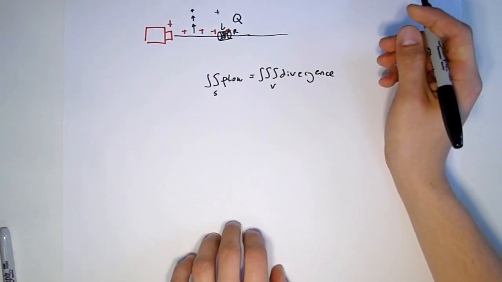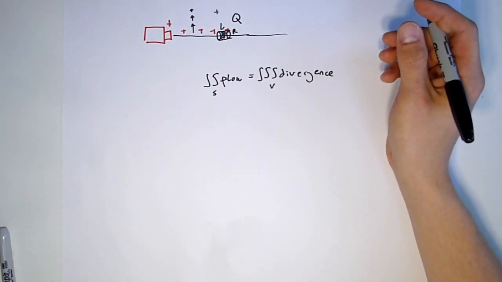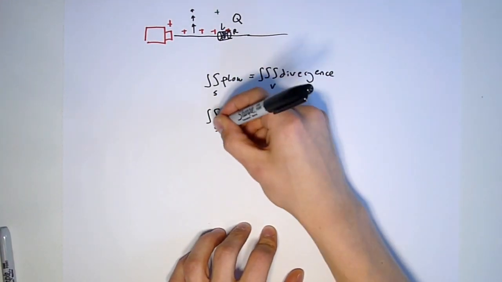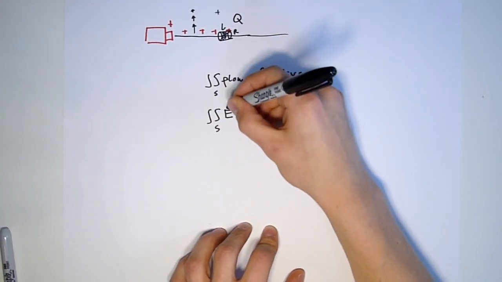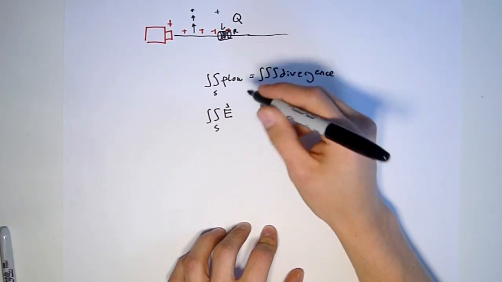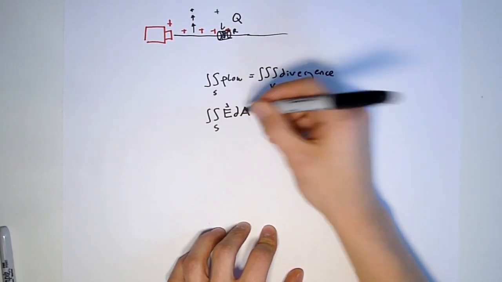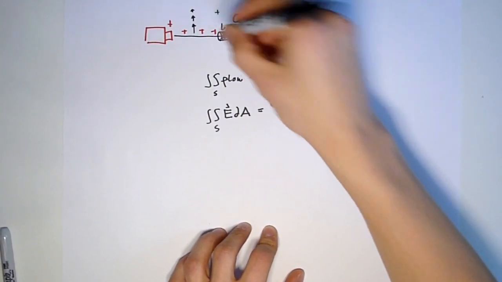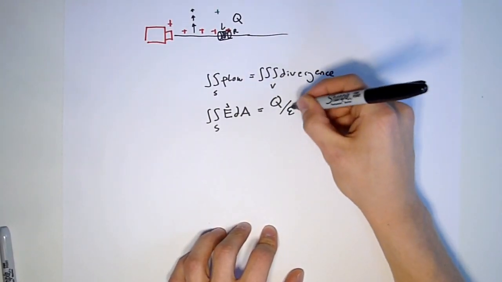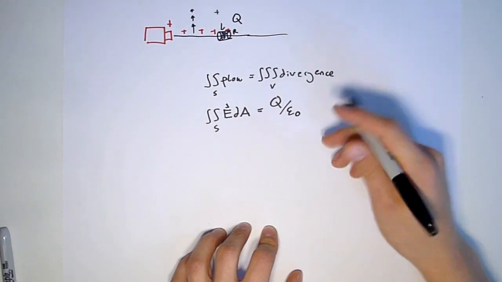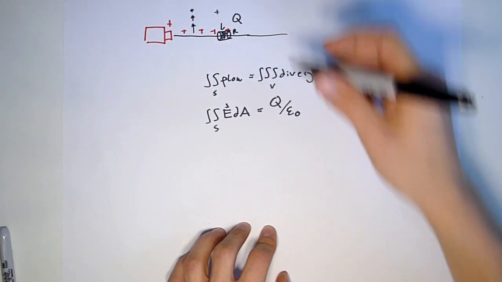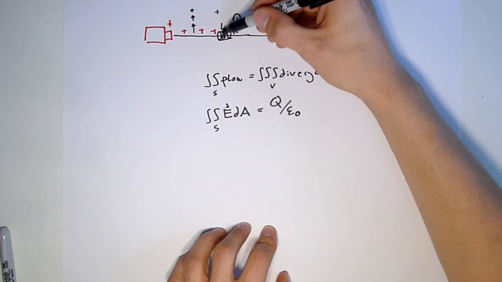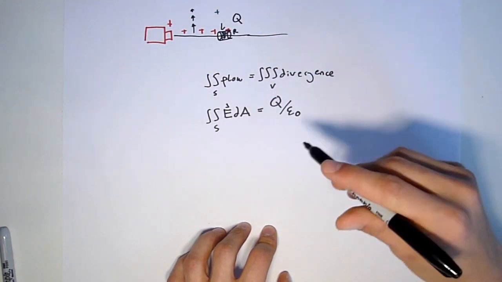And in electromagnetism we have something really similar called Gauss's law, and what that says is that the electric field throughout the surface is going to be equal to the total charge inside divided by a constant.